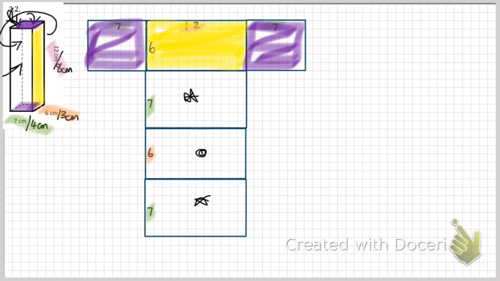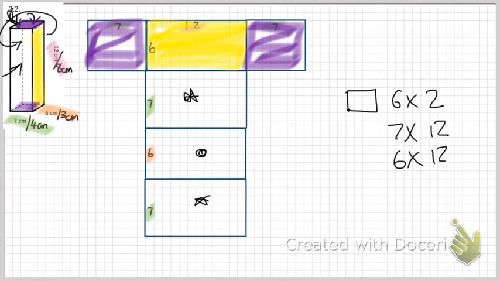There's a few ways that this net can look. So just make sure that you have the important stuff. You have to have a 6 by 12 rectangle, and then a 7 by 12, and then again a 6 by 12, and then again a 7 by 12, and then you have to have 2 of the 7 by 6s. Okay, so if you have those, then you are correct and you are done.